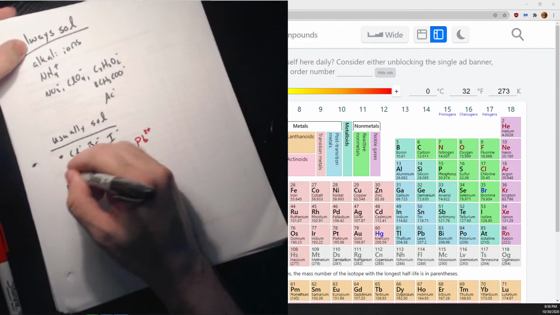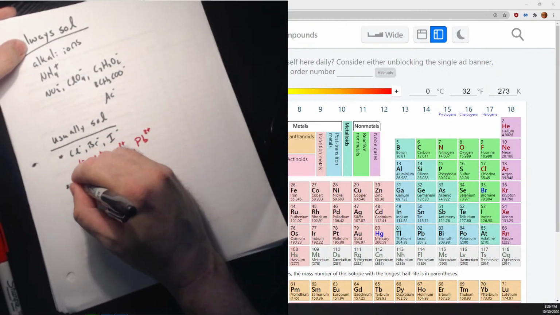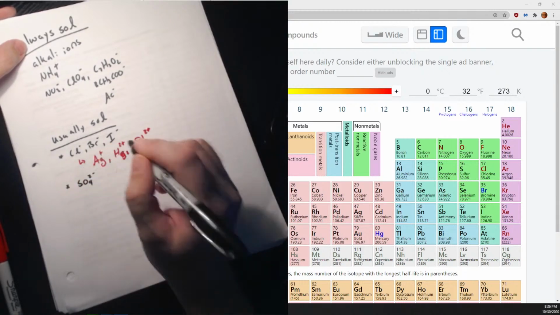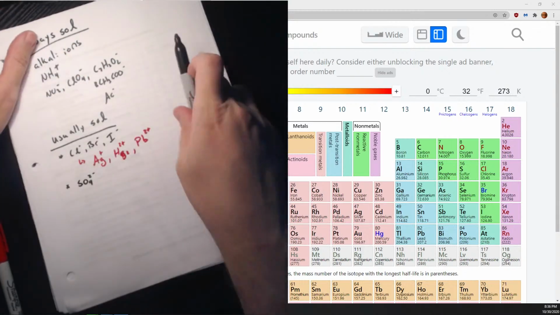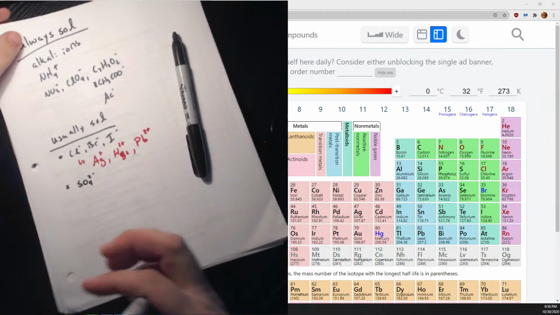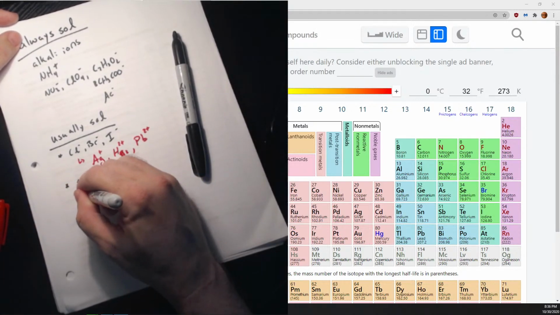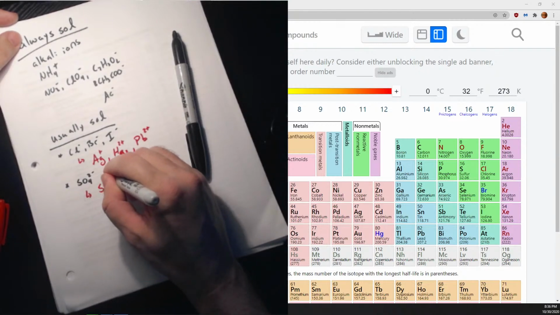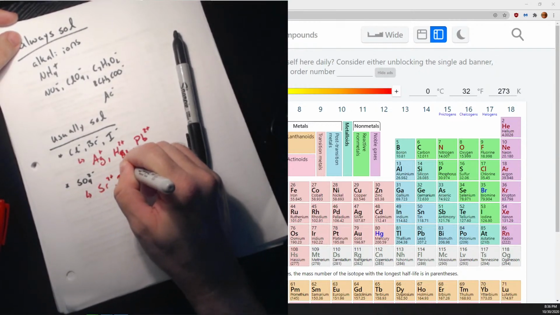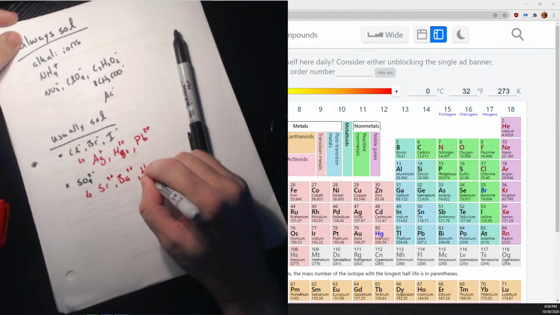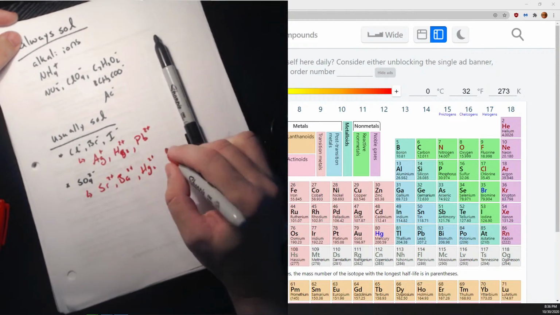And also usually soluble, we have sulfate. Likes to dissolve in water. Sometimes it doesn't. It will remain undissolved when partnered with strontium, barium, mercury 1, or lead 2.